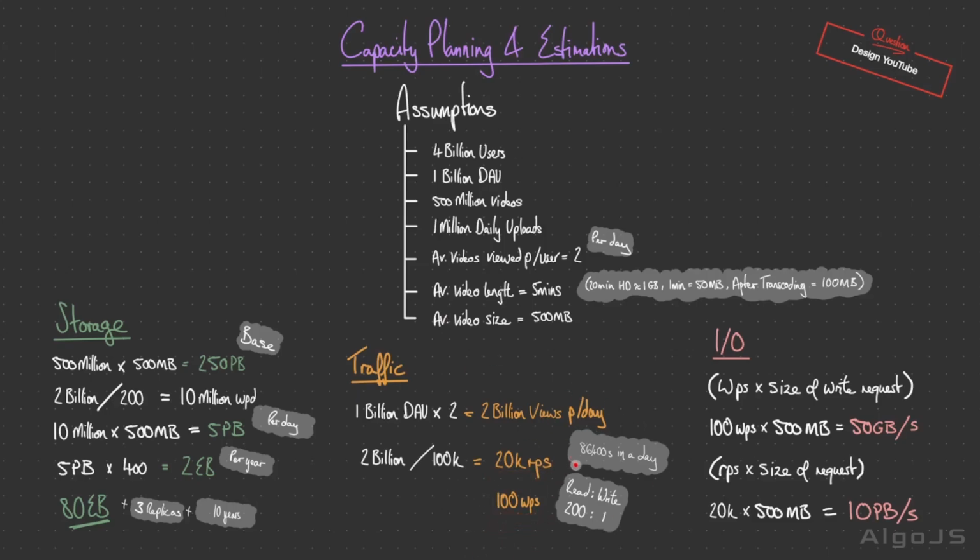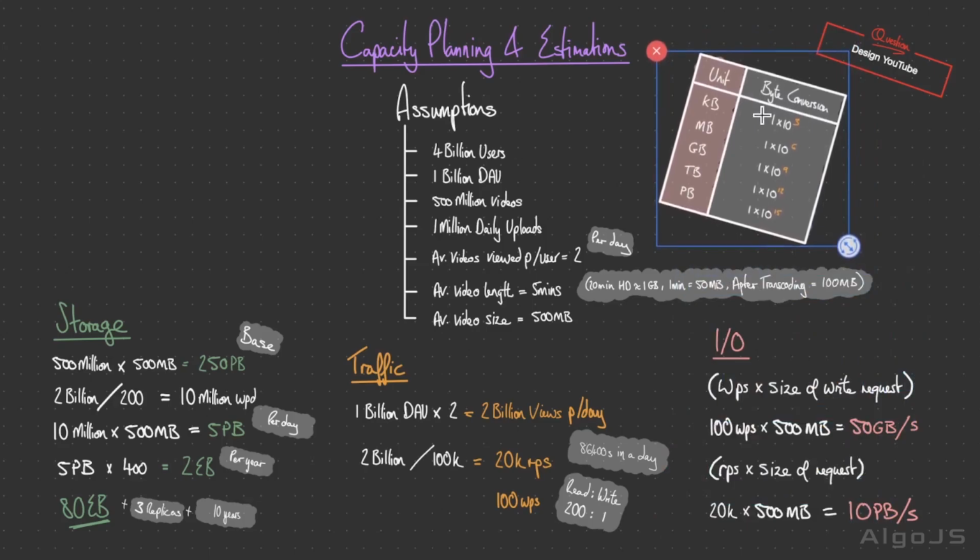And based on this information, we can now work out storage. So we have 500 million videos, each of which are roughly 500 megabytes in data. So this is 250 petabytes as a base. Now, if we grab the 2 billion views per day and we divide it by 200, the read to write ratio, we will get the amount of writes that are carried out per day. So that's 10 million writes per day. So if we times that by 500, that's 5 petabytes per day of extra storage needed for this system.